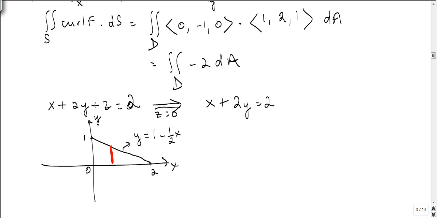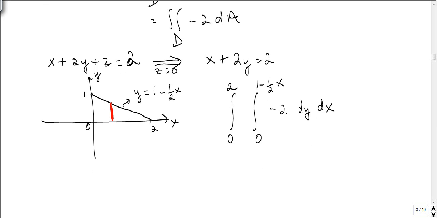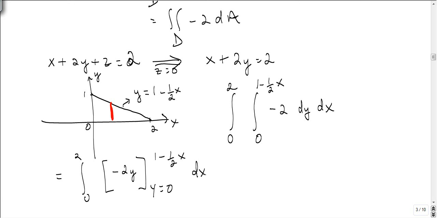Okay, you're ready to write in the limits now. What do we have? Minus 2 dy dx. What are your x limits, please? 0 to 2. What are your y limits? 0 to 1 minus a half x. Good job. Now you have to integrate. When these integrals are that easy, please show your work. 0 to 2, we integrate with respect to y minus 2y, and y goes from 0 to 1 minus a half x, dx.